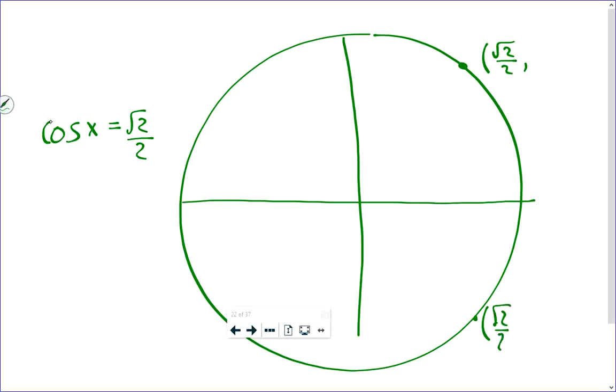And I just want to make something clear here. Why am I looking at the x coordinate? Is it because there's an x in this equation? Why am I looking at the x coordinate then? Jonathan? No.